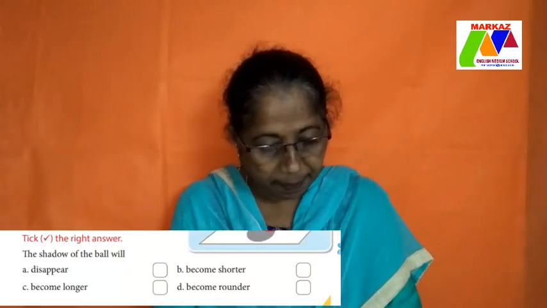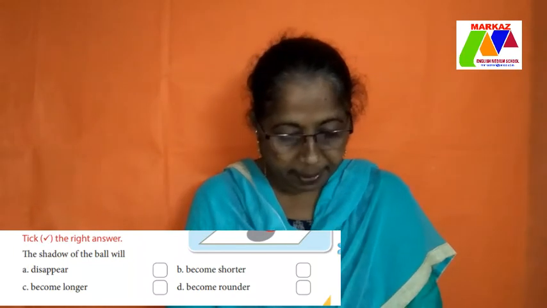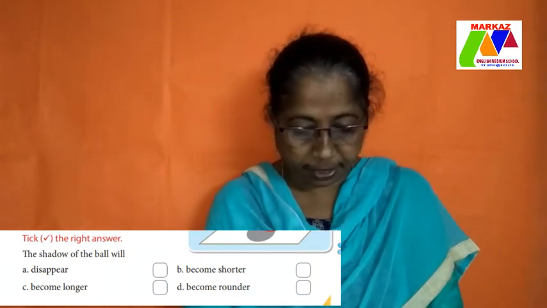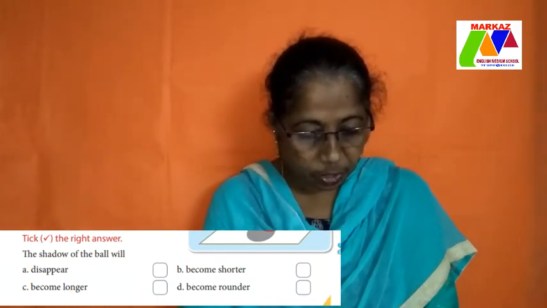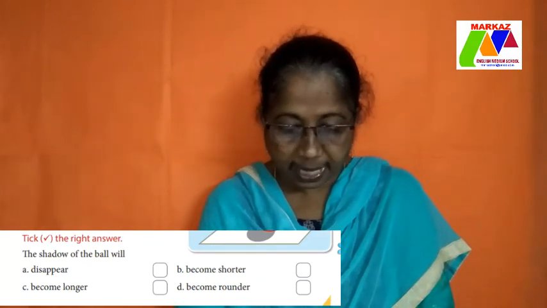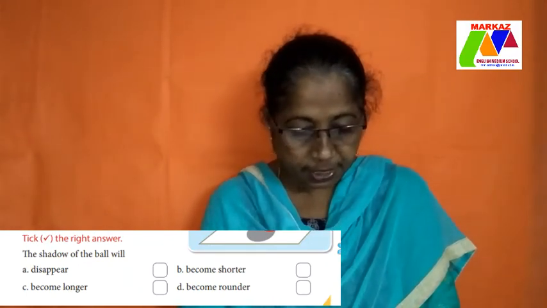The drawing showing the sun shining on a ball kept on a sheet of paper. What will happen to the shadow of the ball as the sun moves to the dotted position? You see the picture there, the sun and the ball on a sheet of paper. Now tick the right answer. The shadow of the ball will disappear, become shorter, become longer, become rounder. So what will happen is, it will become longer as it moves to the dotted position.